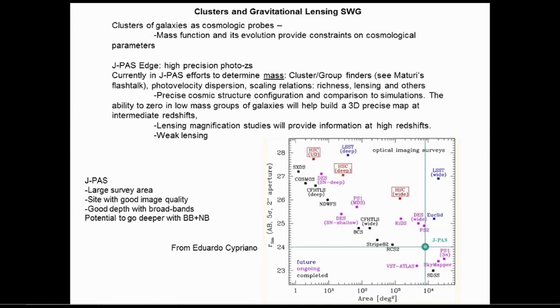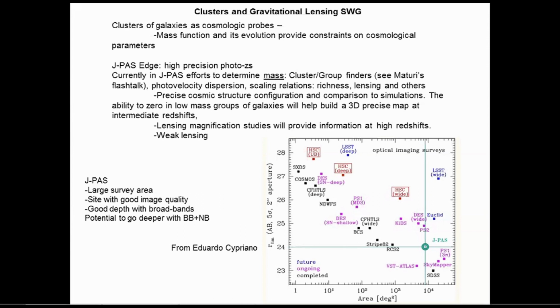And the edge of J-PAS, of course, in clusters is the high precision photo-z's, which makes detection of clusters a very much more trivial system, because you don't have to worry so much about foreground and background galaxies. And because of that, you can go to very, very small systems, like groups of galaxies that have been notoriously understudied because they're very difficult to determine membership and so on.